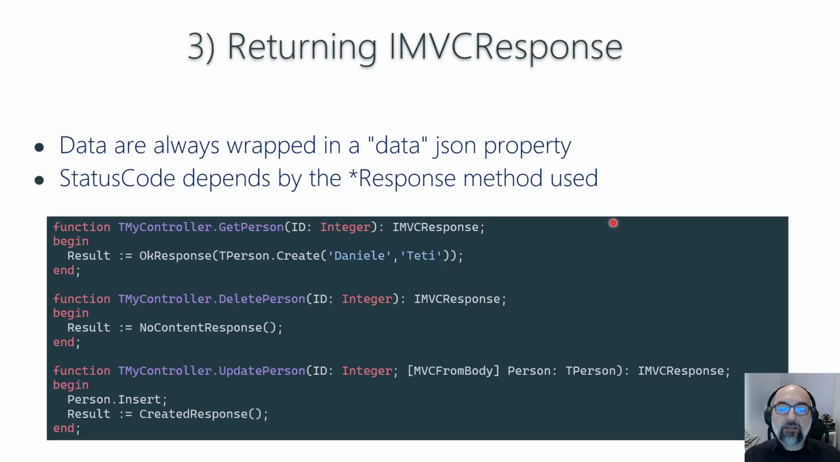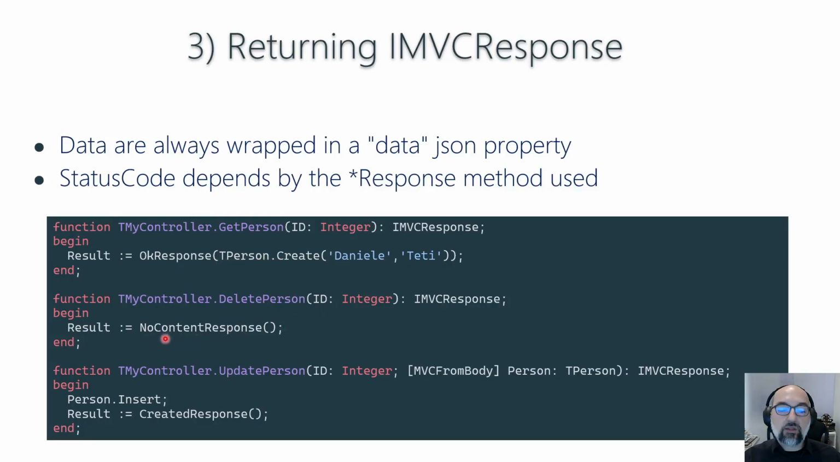The third one is probably the most simple and flexible. So it's the suggested one. The data are always wrapped into a data JSON property. So the response is always a JSON object, which is a best practice. The status code depends on the kind of response method used. In this case, all these functional actions return an IMVCResponse. Here it is returning an OK, so 200, with the data of the person object.